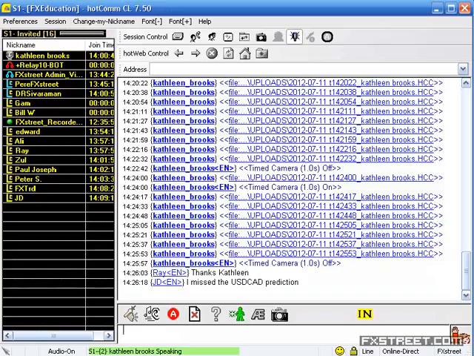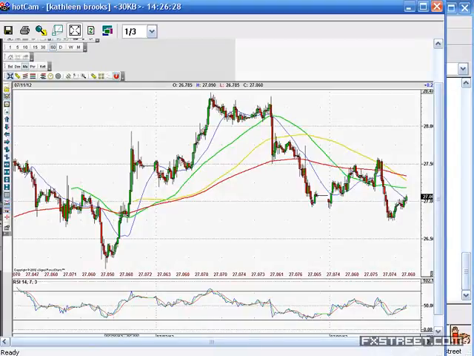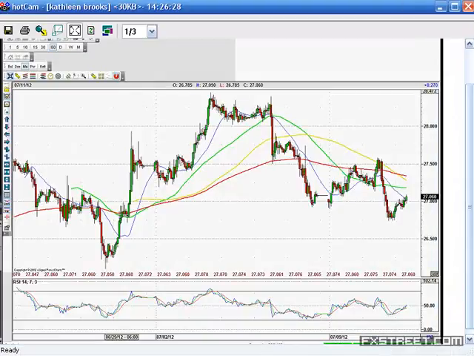I didn't give a dollar CAD prediction, so someone's asked for one. So let's take a look at dollar CAD now. Bear with me one moment. Okay, so this is dollar CAD.